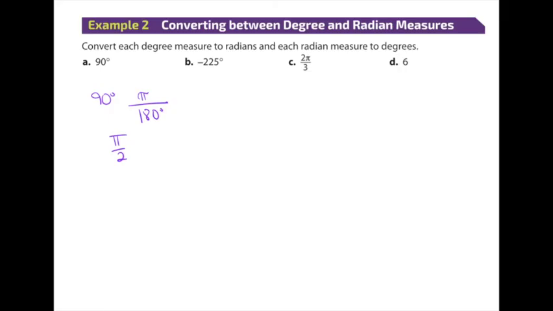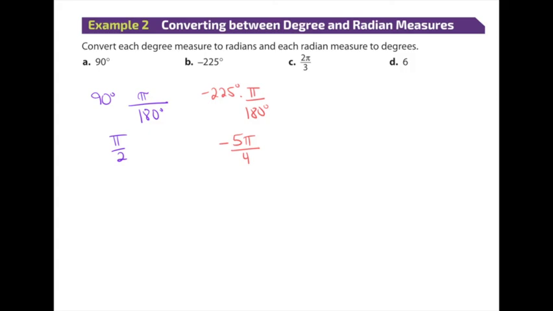Same thing with negatives. Just pay attention that you put your negative in your final answer. Again, I know this is degrees because I have a little degree symbol. So when you reduce this, by the way, you get 5 pi over 4. Make sure you know that that's negative 5 pi over 4. That tells me the direction that I moved.